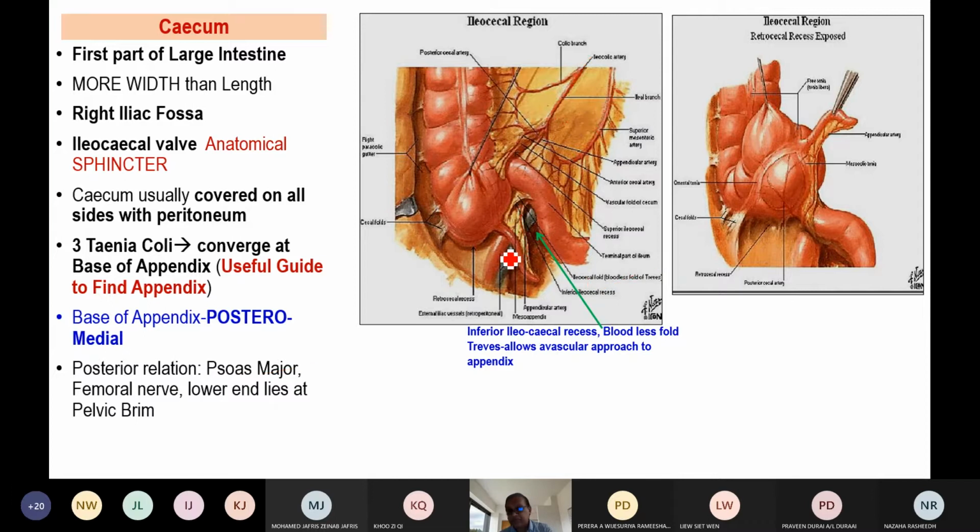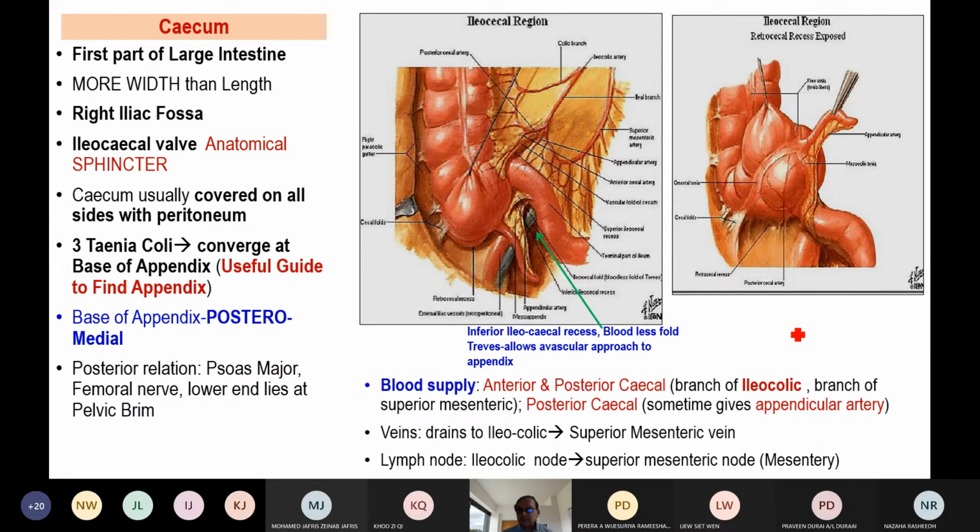Now the blood supply of the cecum, I already told you: the ileocolic artery is the terminal branch of the superior mesenteric. It gives anterior cecal and posterior cecal, and both supply the cecum, but the posterior cecal sometimes gives the appendicular artery. Veins are the same: ileocolic vein, superior mesenteric vein, portal vein, and lymph nodes will be mostly in the ileocolic nodes.